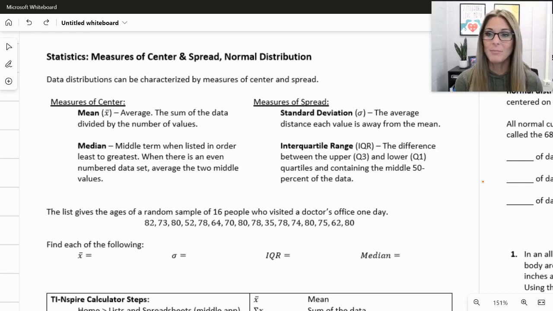Today we're going to start talking about measures of center and spread, and then on the second page of the notes we're going to look at normal distribution. So let's start with those measures of center.